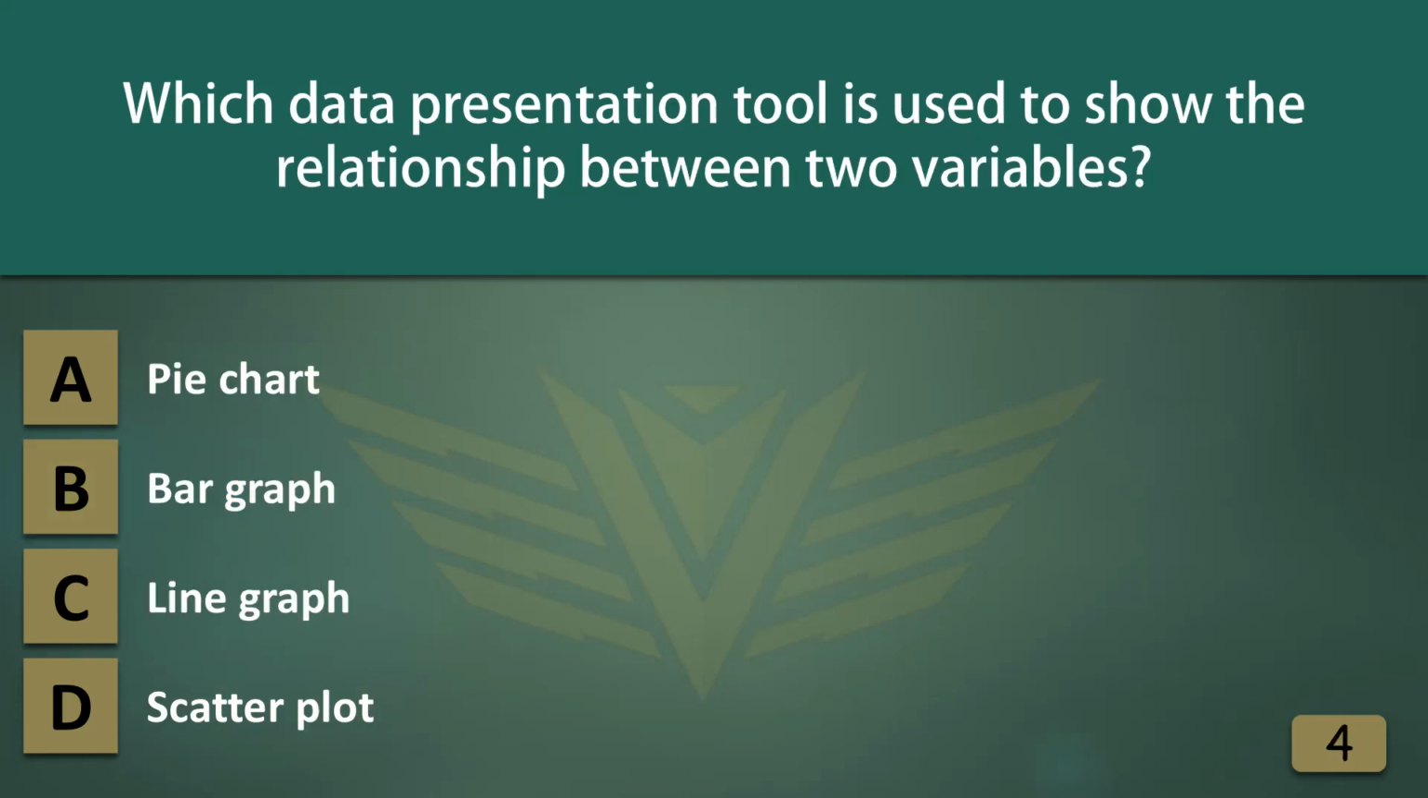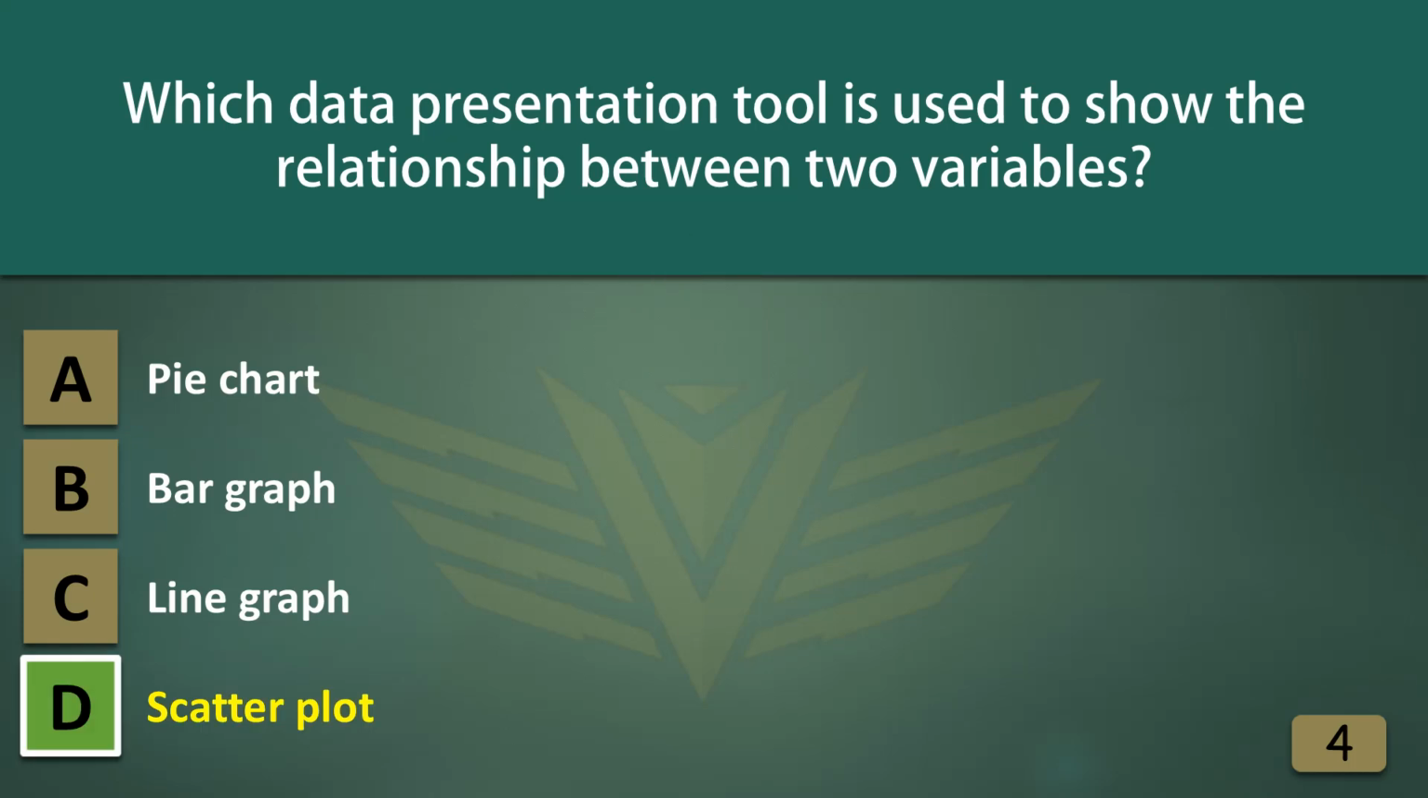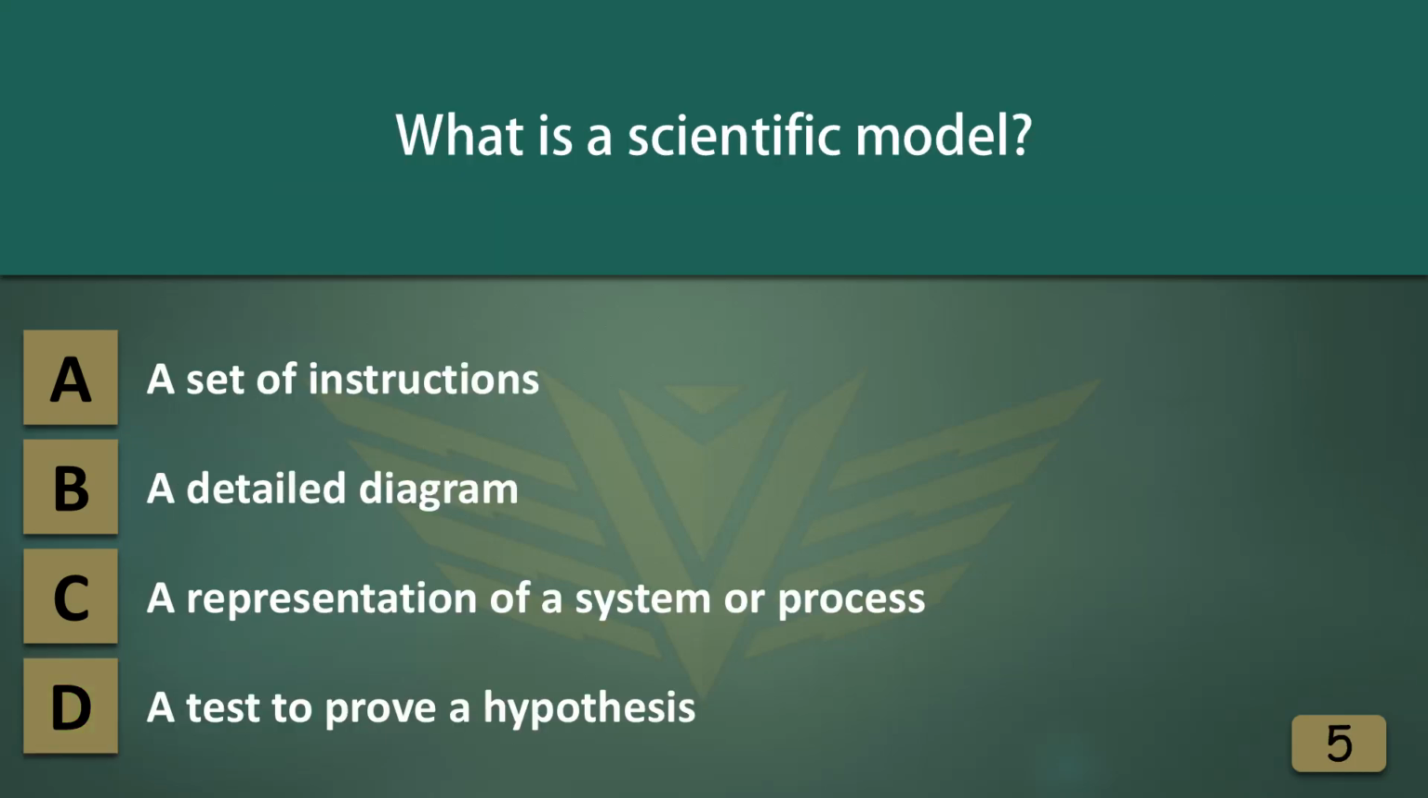Which data presentation tool is used to show the relationship between two variables? A. Pie chart. B. Bar graph. C. Line graph. D. Scatter plot. The correct answer is D. Scatter plot. A scatter plot is used to display the relationship between two variables and to analyze any trends or patterns between them. What is a scientific model?